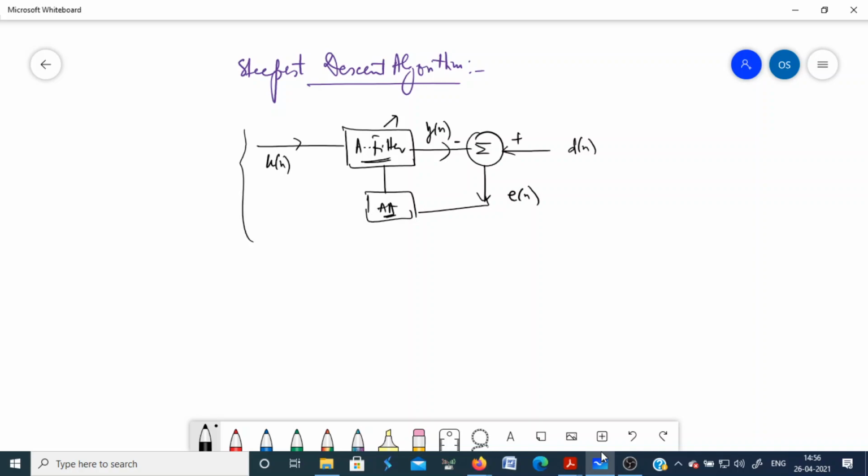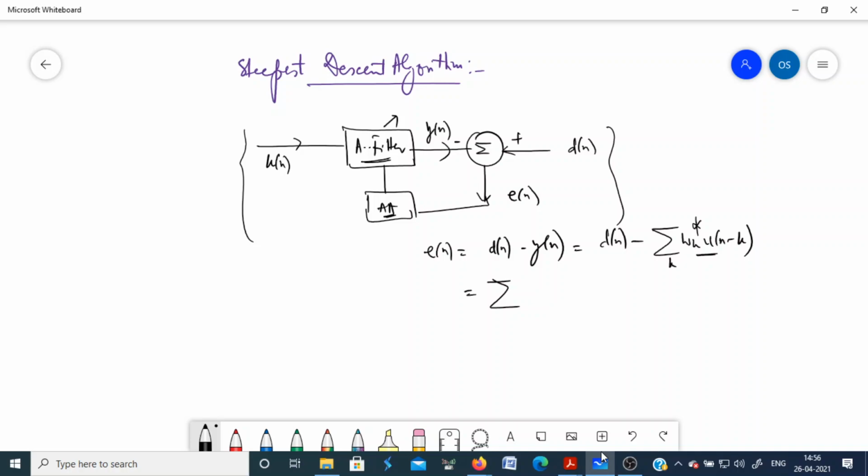In the Wiener filter we do it at once. We just find the solution, we find the gradient. In fact, we have seen that we compute e(n), which is equal to d(n) minus y(n). It can be written as d(n) minus the summation of w_k star u(n minus k), the convolution, and you can write it as an inner product of w^H(n) with u(n).